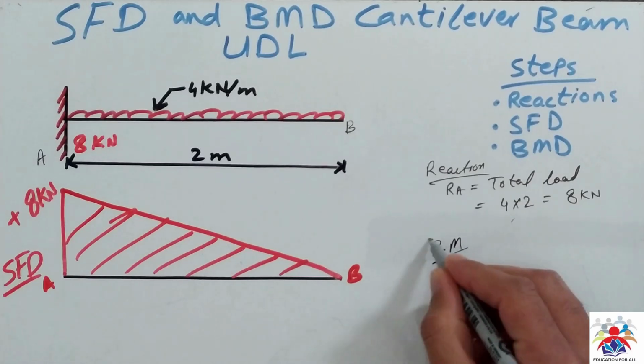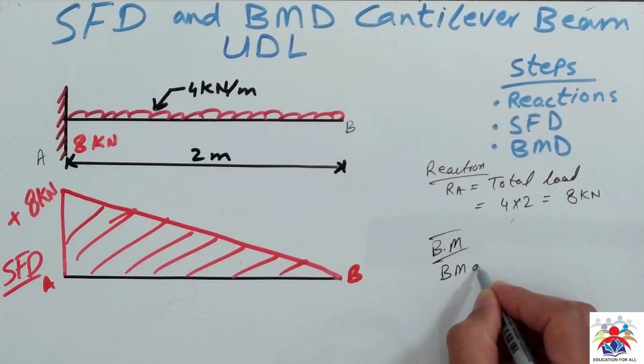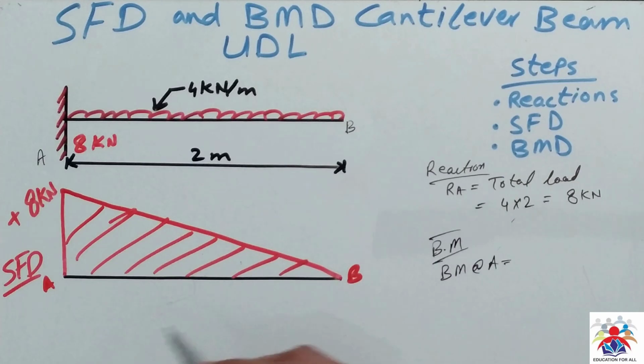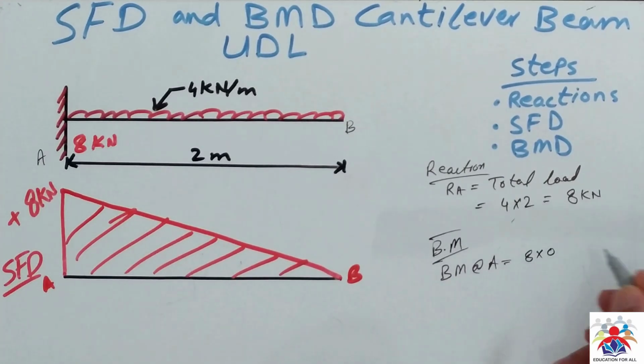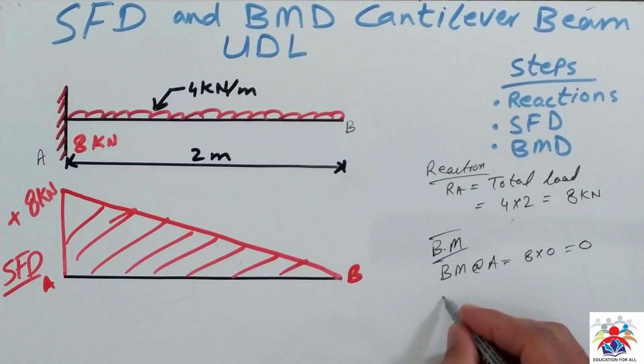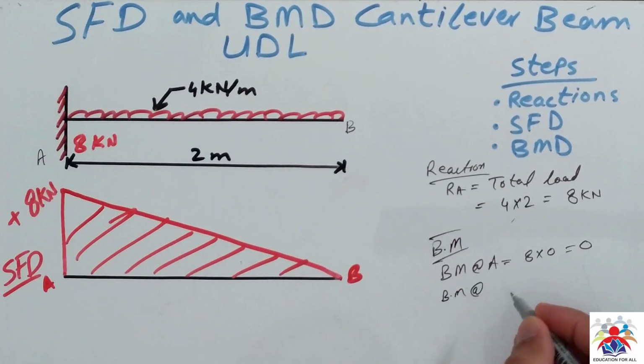Bending moment at point A. So at point A we have 8 kilonewton acting upwards, so 8 multiplied by 0, it will be 0. At point start we always have 0. Bending moment at point B, so we only have 2 points, A and B. In the middle we don't have, but if we like we can create another point in the middle and the calculation at the end will be the same. So I'm not going to create any other additional point in the beam.